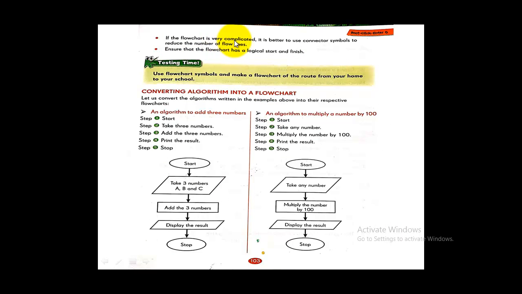If the flow chart is very complicated, it is better to use a connector. Use the connector symbol to reduce the number of flow lines. And ensure that the flow chart has a logical start and finish.